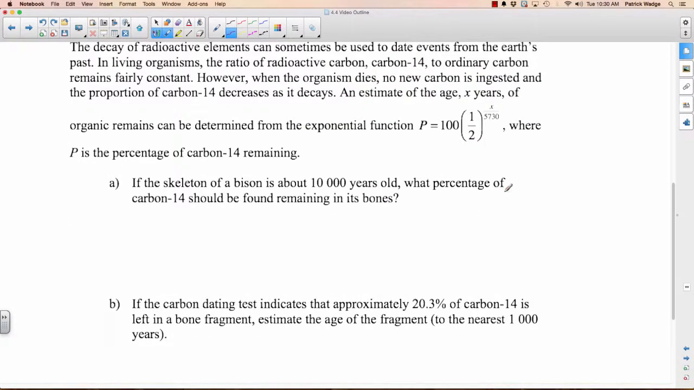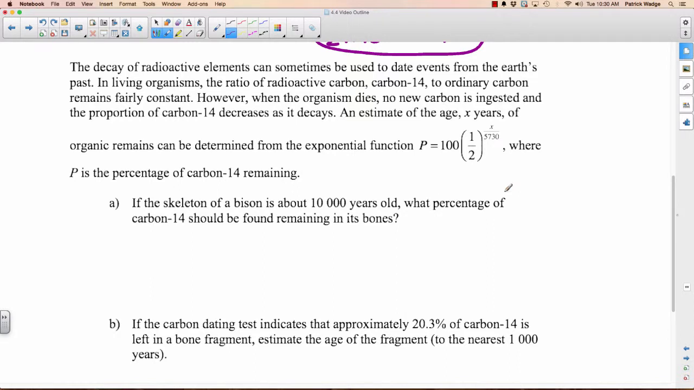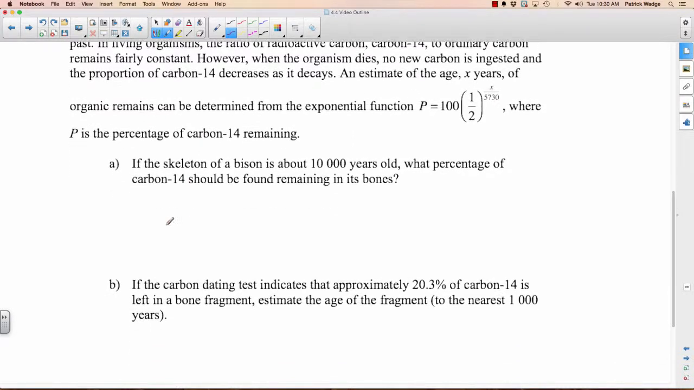Okay, last one, thank goodness. The decay of radioactive elements can sometimes be used to date events from the Earth's past. In living organisms, the ratio of radioactive carbon, carbon-14, to ordinary carbon remains fairly constant. However, when the organism dies, no new carbon is ingested, and the proportion of carbon-14 decreases as it decays. An estimate of the age, x years, of organic remains can be determined from the exponential function p equals 100 times 1/2 to the x divided by 5,730, where p is the percentage of carbon-14 remaining.